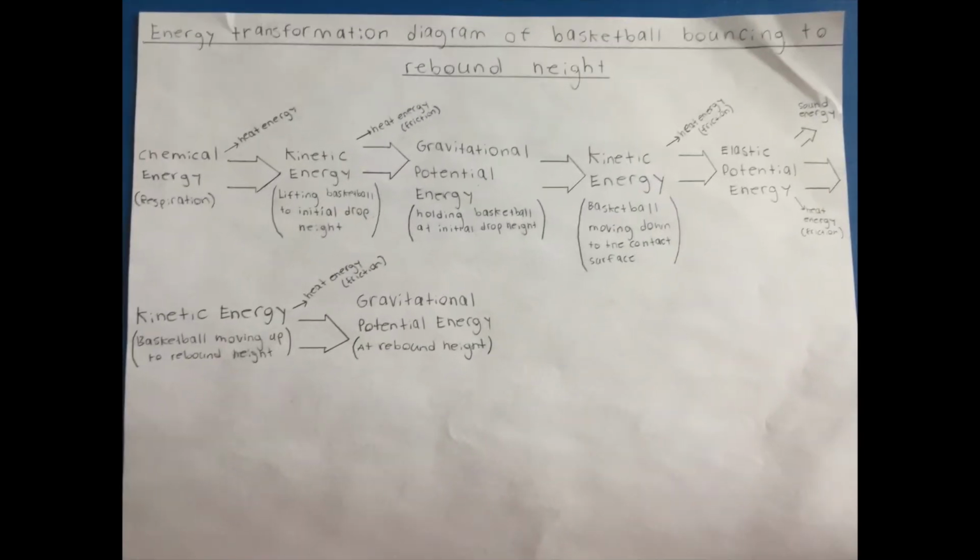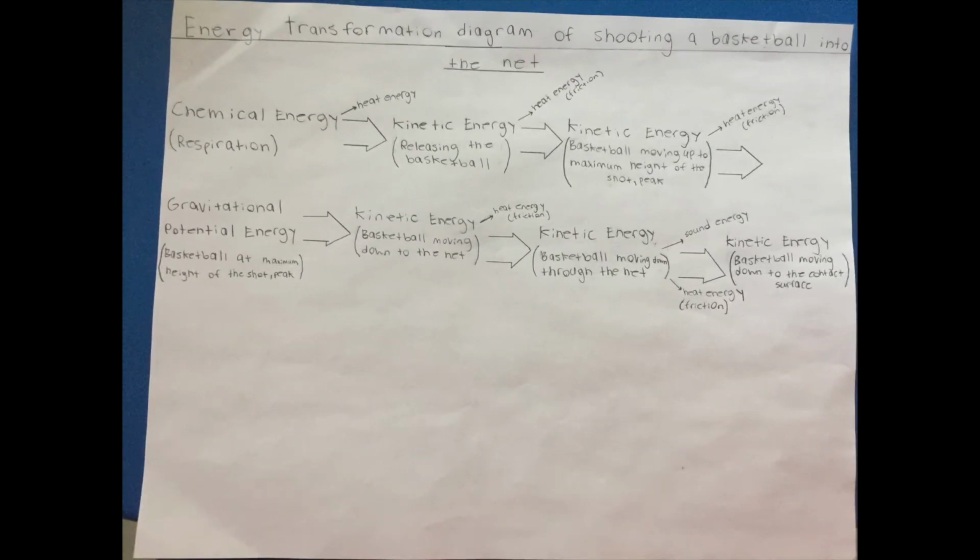This is a picture of my first energy transformation diagram, which is of a basketball bouncing to its rebound height. This is a picture of my second energy transformation diagram, which is of shooting a basketball into a net.